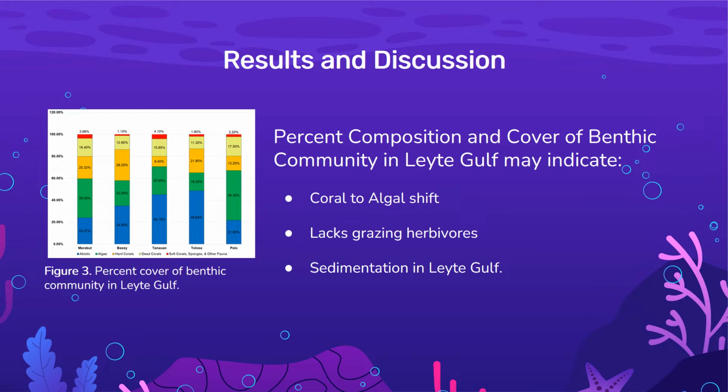According to Schmidt 2002, high nutrient conditions cause coral to algal shift. Coral growth and survival may be jeopardized by competition, as well as low oxygen levels and coral diseases caused by microorganisms that feed on nutrients released by algae. The higher algae composition in Leyte Gulf may also indicate a lack of limiting factors such as grazing herbivores and abiotic factors that contribute to reef health. Furthermore, the observed higher abiotic substrate cover could indicate sedimentation in Leyte Gulf, which reduces the diversity of the benthic community.